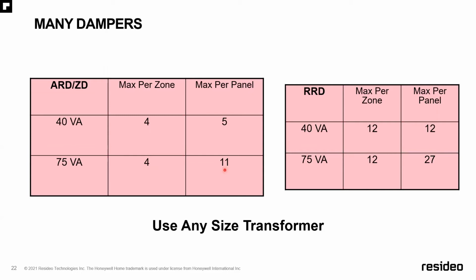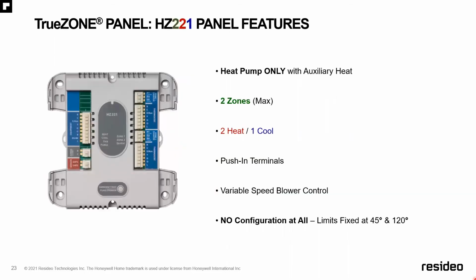I mentioned to you earlier about the RRD zone damper, and it's a drive open and a drive close damper. And as you can see, it uses considerably less VA. So you're able to go up to 12 per zone and 12 per panel with a 40 VA, and then 12 and 27 respectively with a 75 VA.